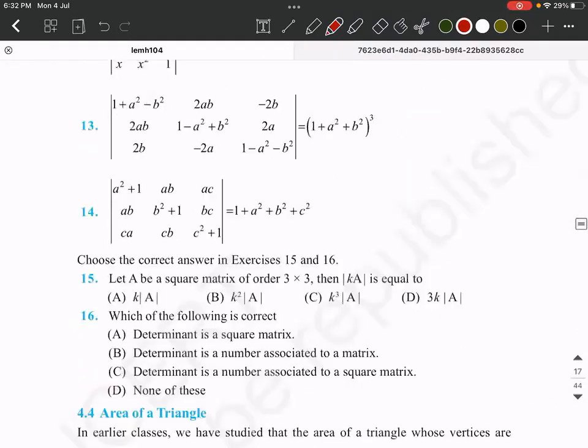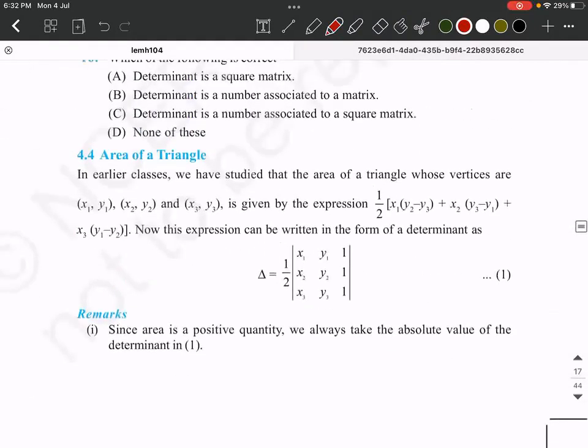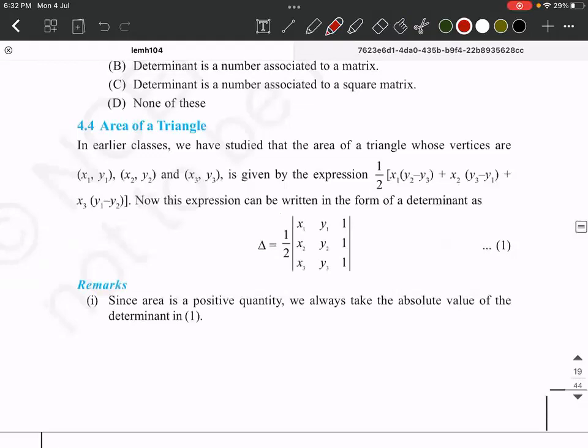So 4.2 is not needed. No. Shall we try out the next one? That is area of a triangle. So I told you, where do we use determinants? The previous class I told you.